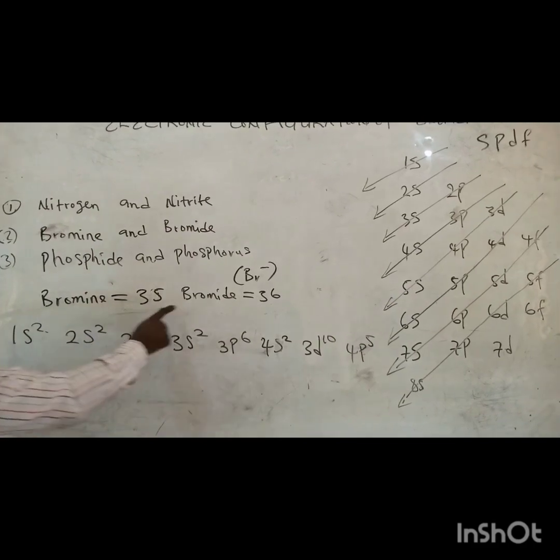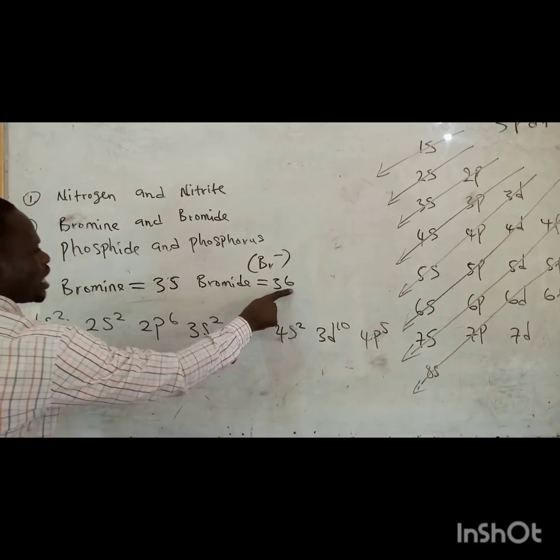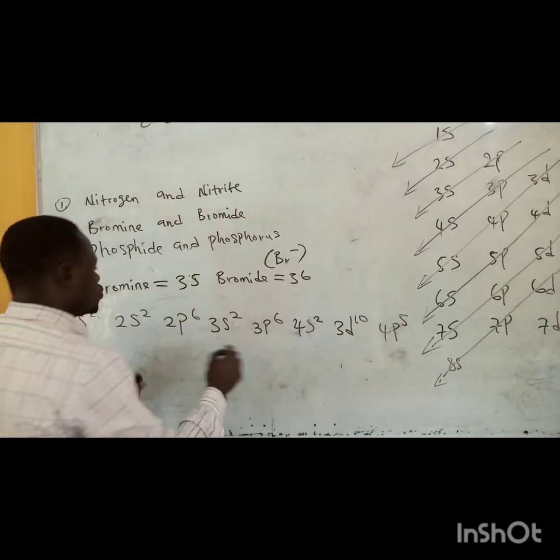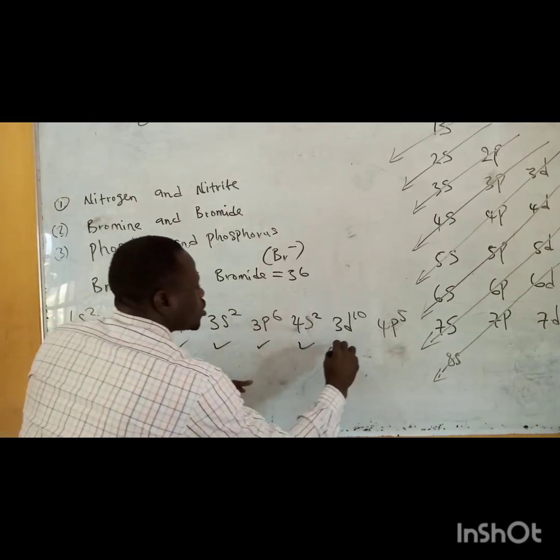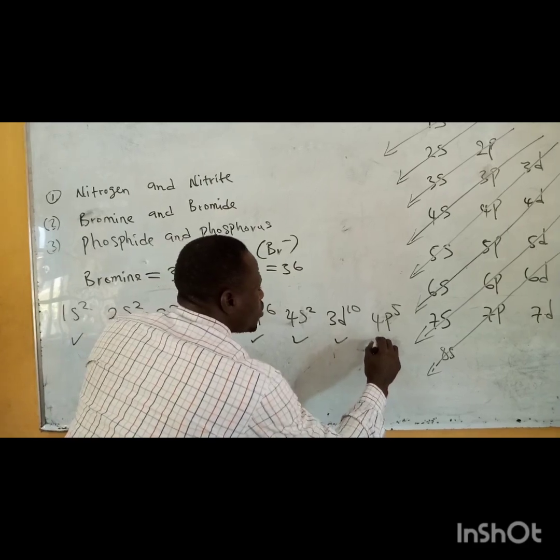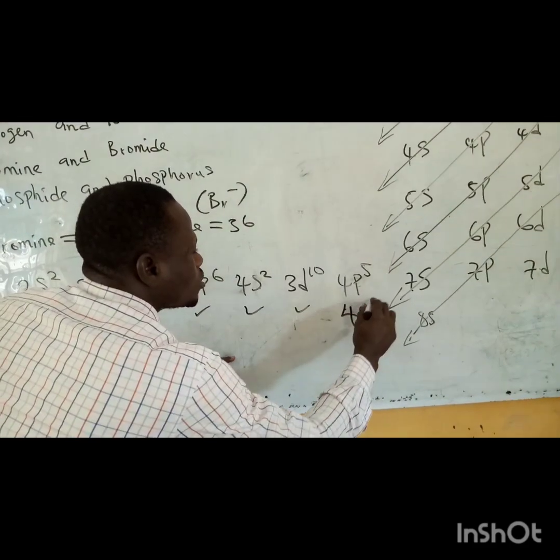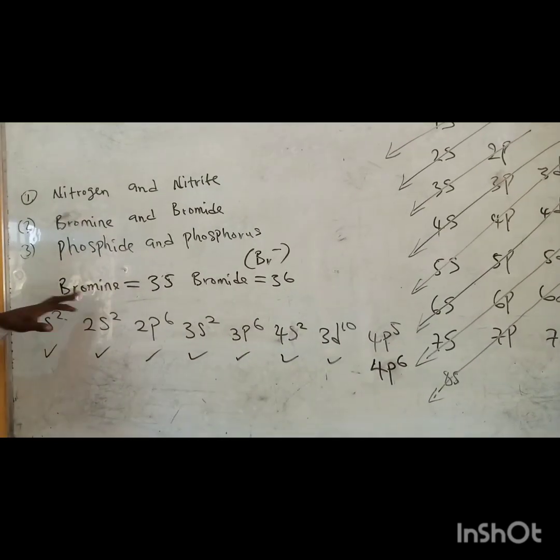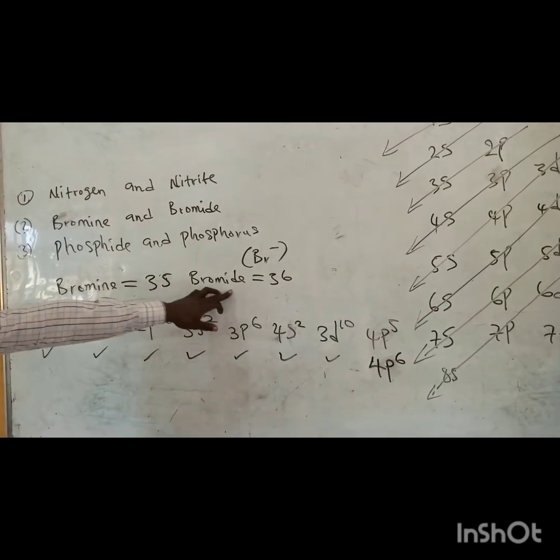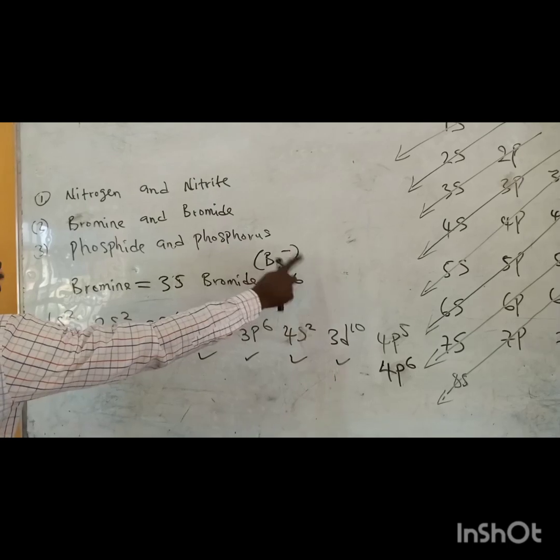So when you are writing bromide, bromide is now 36. So what you have to do is still keep on doing the same thing. The 4p now will be 4p6. So that is the electronic configuration of bromine and bromide. For bromide, because of the charge, you are adding one to it.